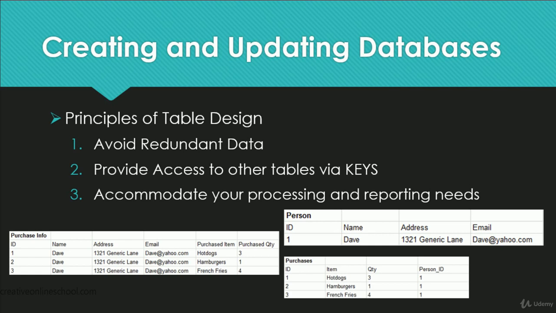Next, we create the table for purchases. Notice the column on the right called Person ID. It stores the information needed to identify the correct person. We call these foreign keys, and it allows this data to be connected back to the primary key in the person table.